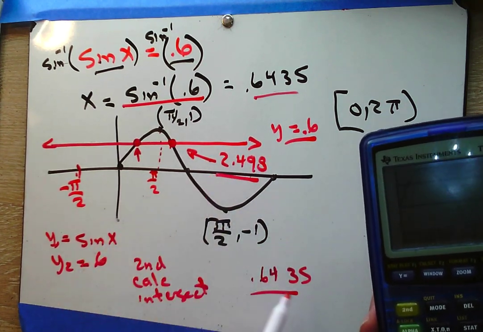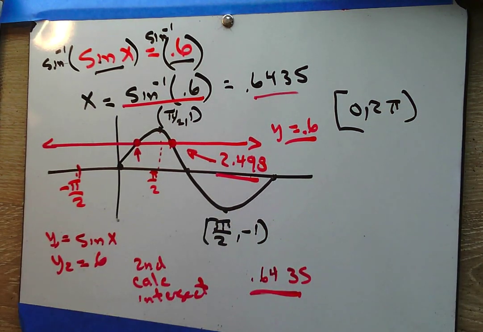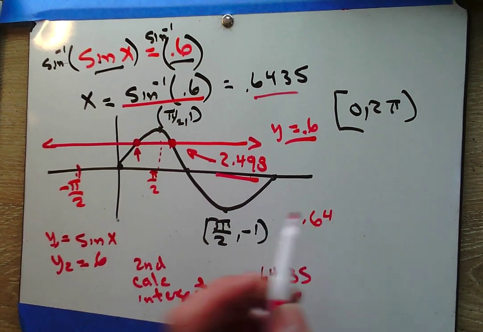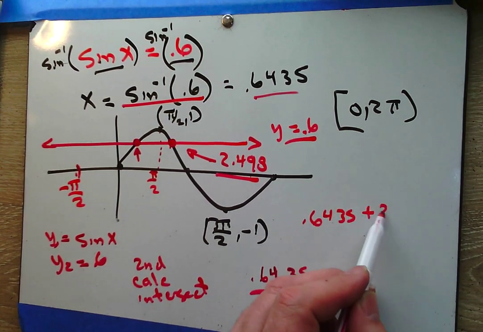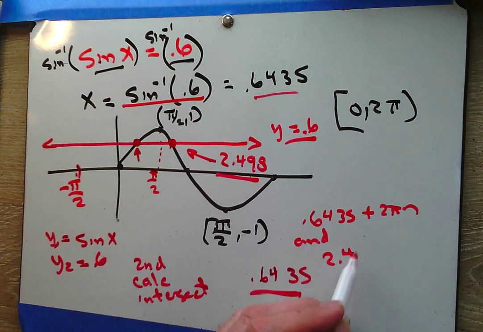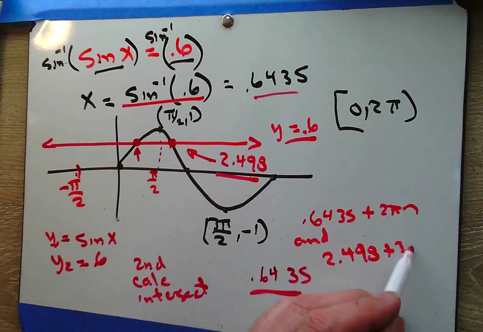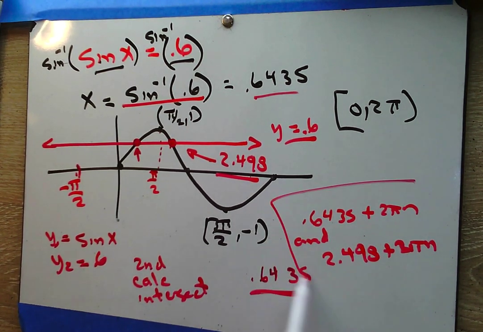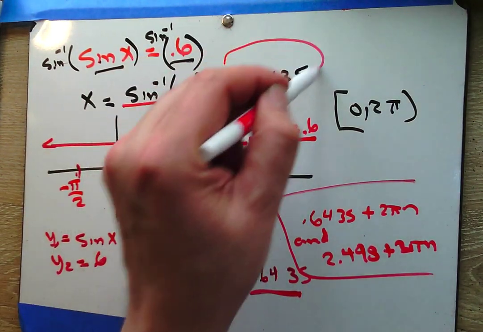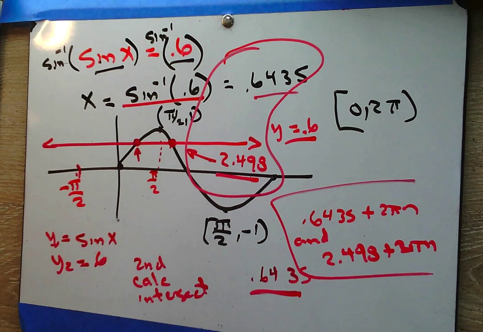And the answer I get there for that second solution is 2.498. So 2 solutions. And if I had to write the all solution case here, I'd write 0.6435 plus 2 pi n and 2.498 plus 2 pi n. Okay? So there's the all solution, and our 0 to 2 pi solution is just those two.